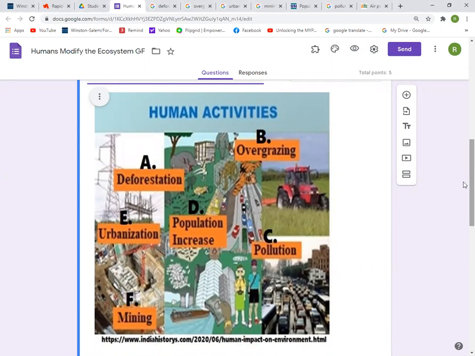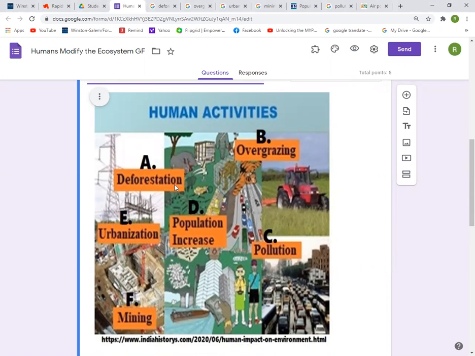Today we'll be discovering about human activities. As you can see in the picture, there are different human activities that impact our ecosystem. Most of this we have already discussed in detail, but today we'll be reviewing them even more.